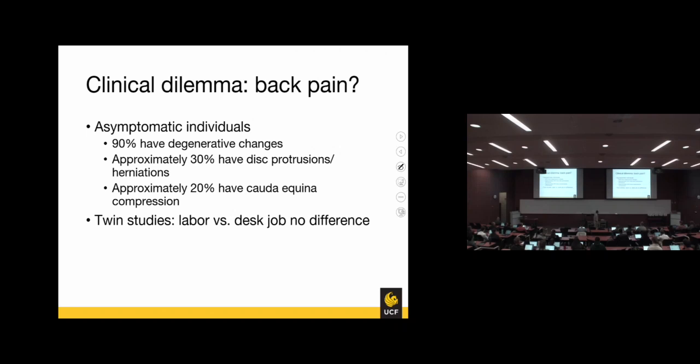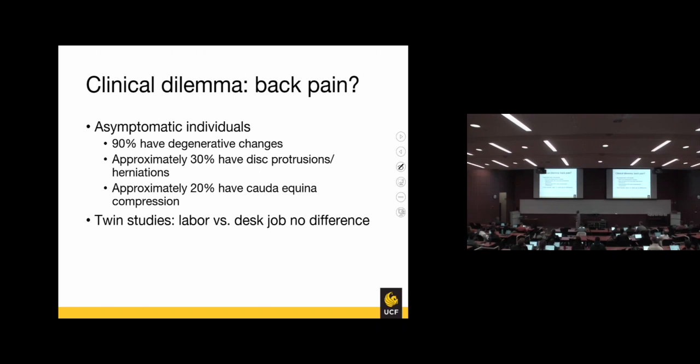So how do we explain asymptomatic individuals where, when we get MRIs, 90% of them have degenerative changes, 30% of those have disc protrusions and herniations that, when blinded surgeons look at them with an allegation that there is extremity pain, they would suggest an operation. This is an asymptomatic patient, okay? And then approximately 20% of them have compression of the cauda equina, okay? All of these are asymptomatic.